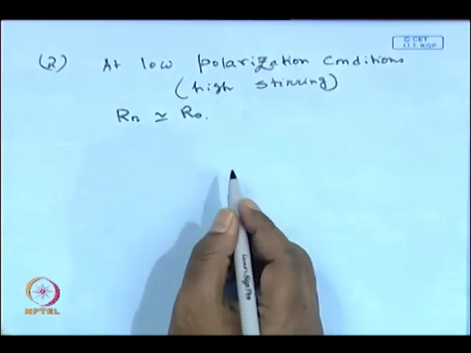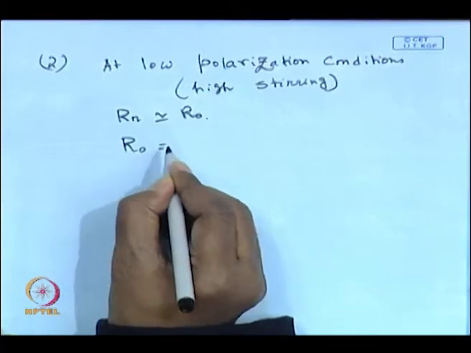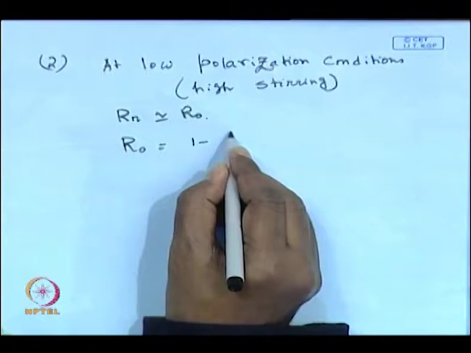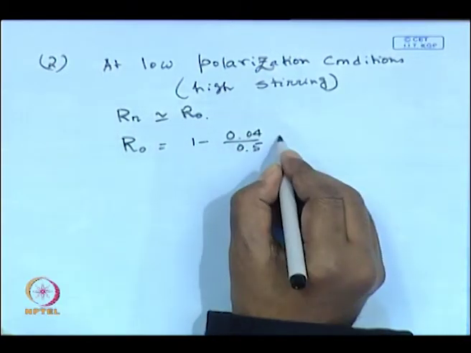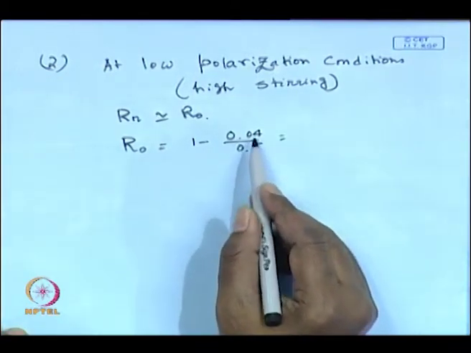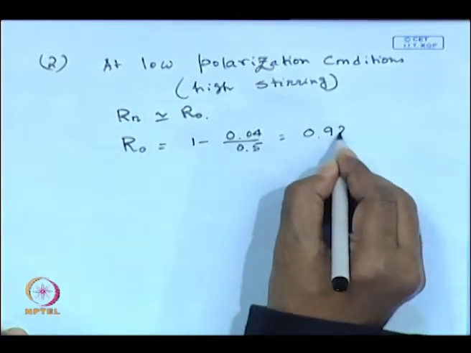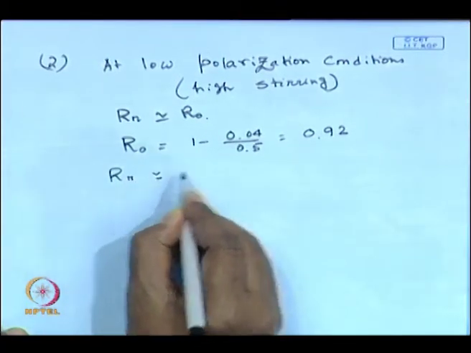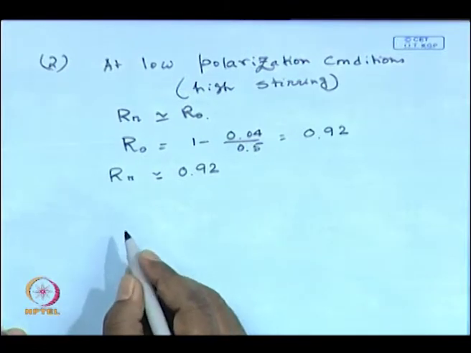So, in that case real retention will be approaching the observed retention. The value of the permeate concentration is given and the value of the feed concentration is given. So, you can calculate the value of observed retention: 1 minus 0.04 divided by 0.5. 0.5 kg per meter cube was the feed concentration, and 0.04 kg per meter cube was the permeate concentration, and this turns out to be 0.92. So, real retention for this particular membrane is about 0.92.